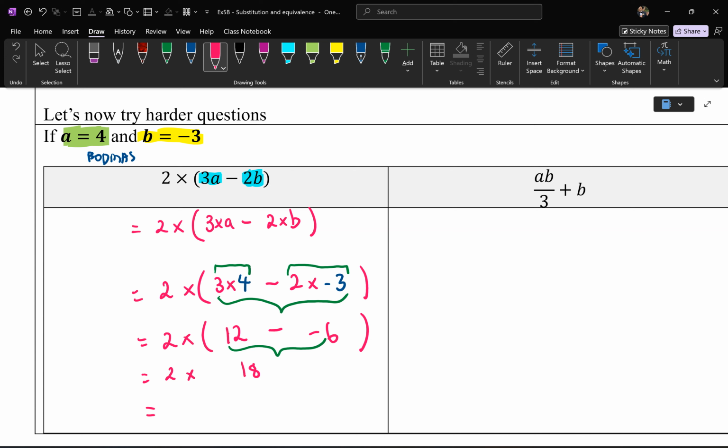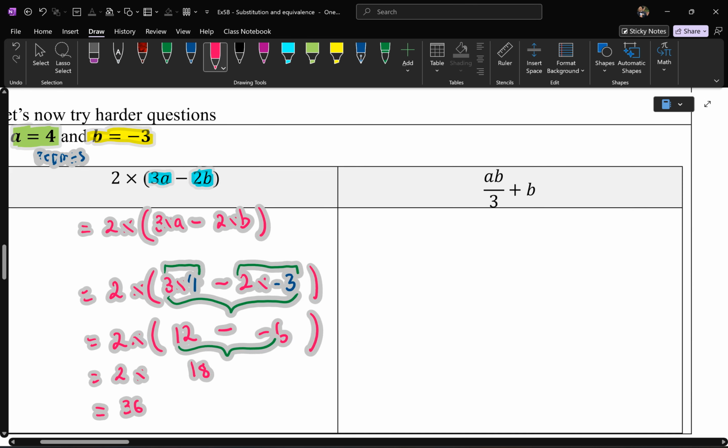What's double of 18? 36. Very good. So you can see this bit here is chapter 1. All the way from here is chapter 1. Substitution is what we're doing today. Check your calculator, check your answers.